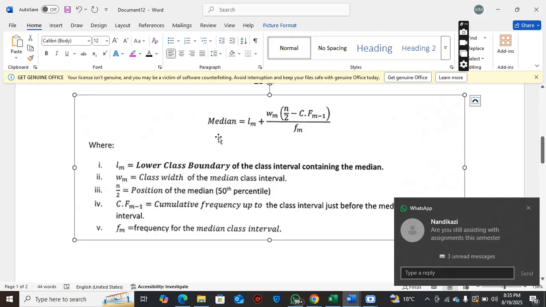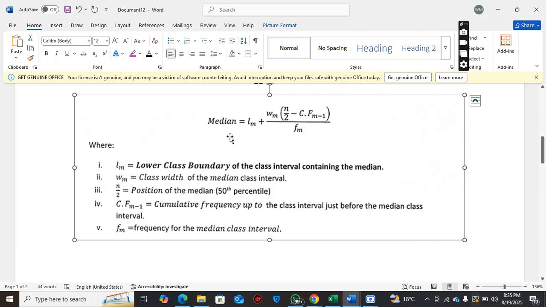So, we need to get the median now. This is the formula for the median. LM is the lower class boundary of the class containing the median. WM is the class width of the median class, how wide the class is. N over 2 is the position of the median class. CF subscript M minus 1 is the cumulative frequency up to the class interval just before the median class. And FM is the frequency of the median class interval.